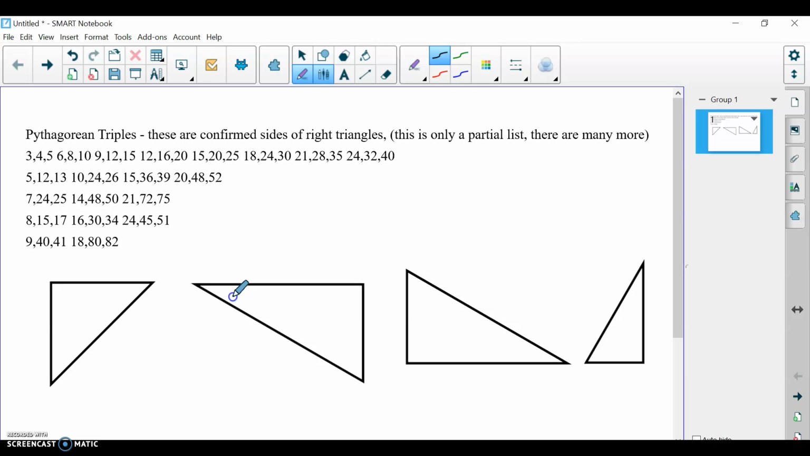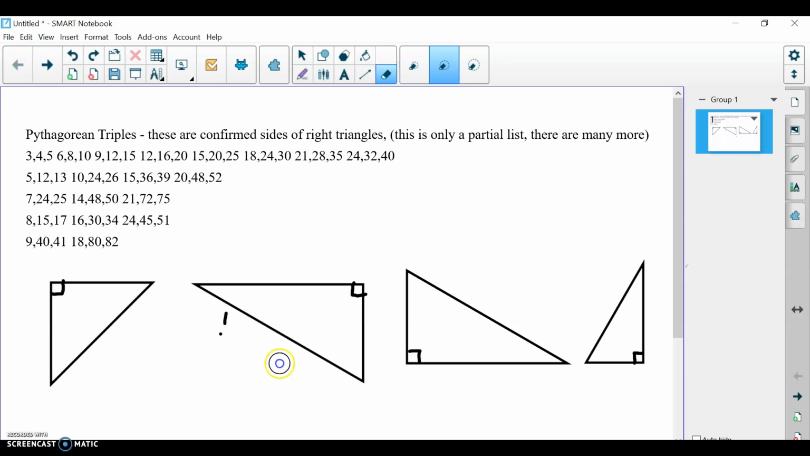The first thing I would need to know is that all of these are right angles, so we're going to put right angles on all of those. So all three of these triangles are right triangles. Now, how do we use the Pythagorean triples?